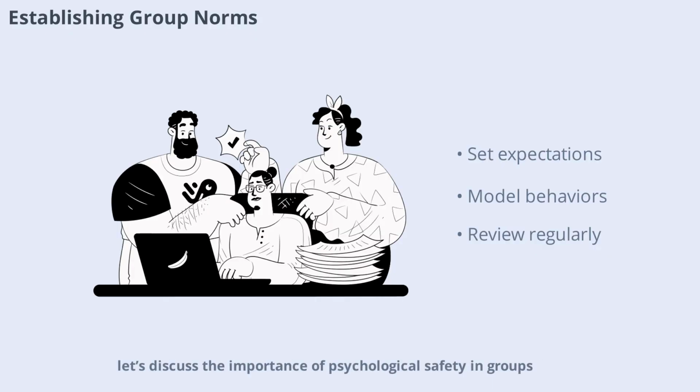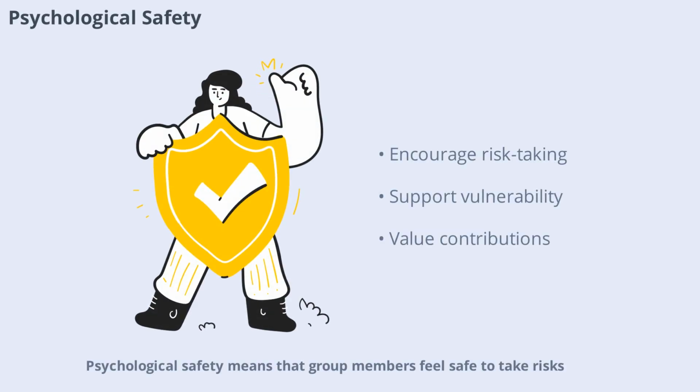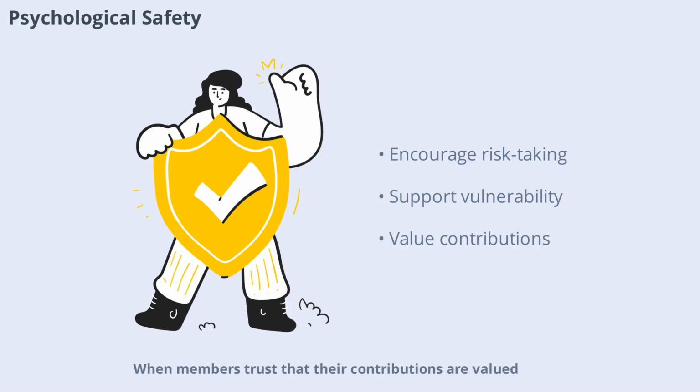Next, let's discuss the importance of psychological safety in groups. Psychological safety means that group members feel safe to take risks, share ideas, and admit mistakes without fear of ridicule or punishment. This sense of safety encourages creativity and learning. Leaders can foster psychological safety by showing empathy, supporting vulnerability, and responding positively to feedback. When members trust that their contributions are valued, they're more likely to participate fully.